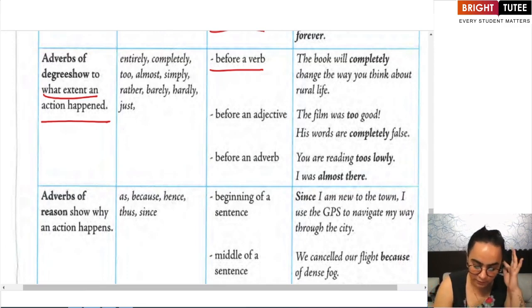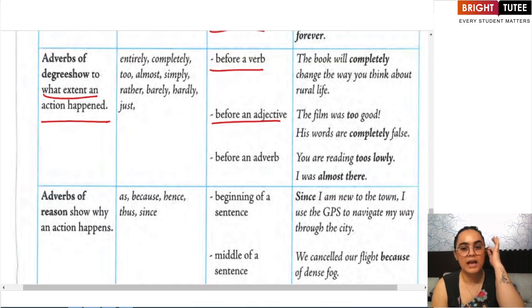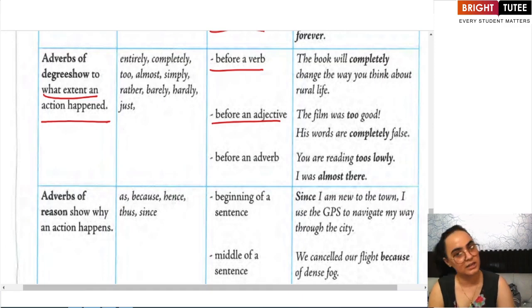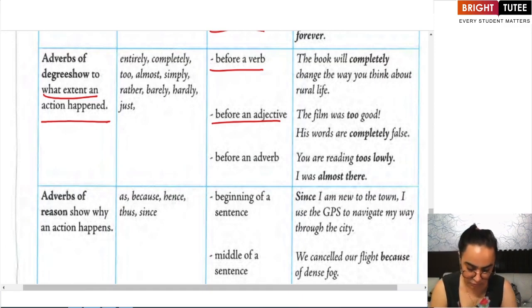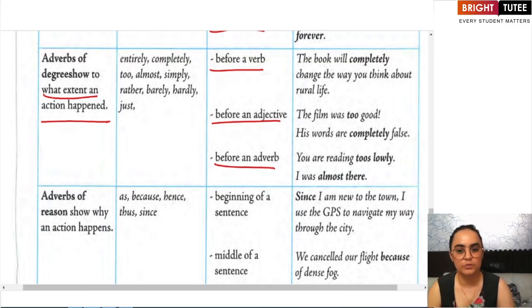Then adverbs of degree are used before an adjective. The film was too good. The film was extremely nice. The book was extremely entertaining. Or it is used before an adverb. You are reading too slowly. You are almost there, and so on and so forth.